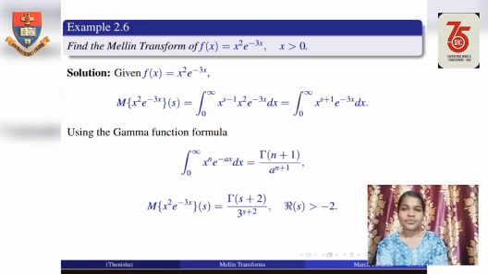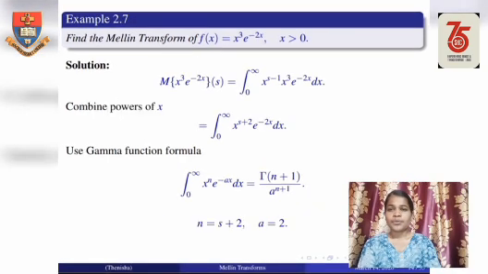Applying Mellin transform for the f of x, that gives integral 0 to infinity x power s minus 1 into x power 2 into e power minus 3x into dx. That gives integral 0 to infinity x power s plus 1 e power minus 3x into dx. Using the gamma function formula, integral 0 to infinity x power n into e power minus ax dx equal to gamma of n plus 1 by a power n plus 1. Applying this for our example, that gives final result as gamma of s plus 2 by 3 power s plus 2 for real part of s greater than minus 2.